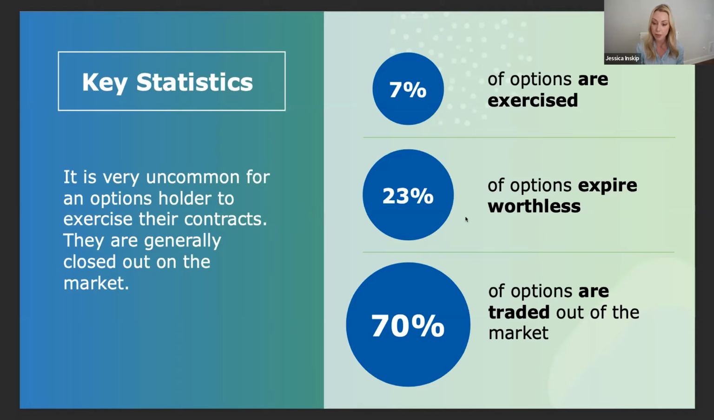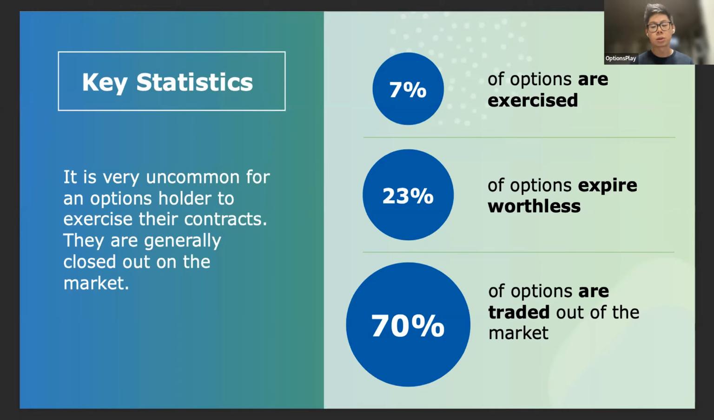And 23% of options actually expire worthless. And keep in mind with this, that may be your goal. You may want it to expire worthless, so that shouldn't be too much of an alarming statistic. But these are interesting. I grabbed these from the OCC website yesterday, so they're pretty up to date. Yeah, and just to clarify, when we say traded out of the market, that means an option that prior to expiration was closed. Whether it was in or out of the money, it was closed before the actual expiration date.